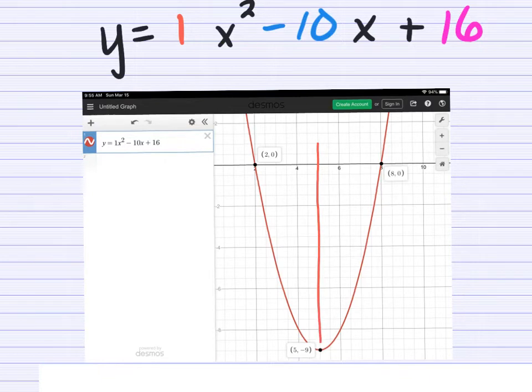And if I draw this line, it would look like this. So the axis of symmetry is this vertical line, and it's x equals 5. And the reason we know it's 5 is because the x value of the vertex is 5.